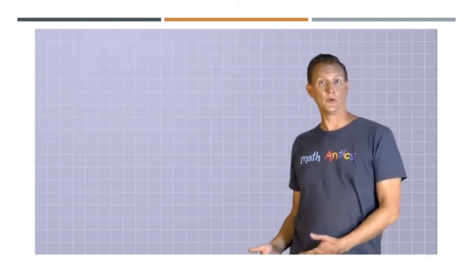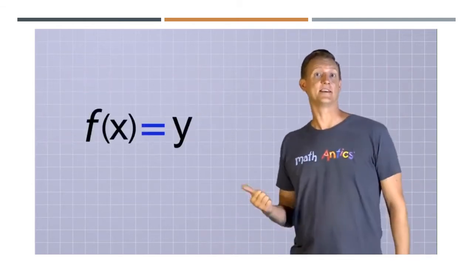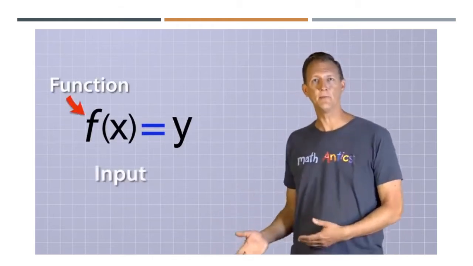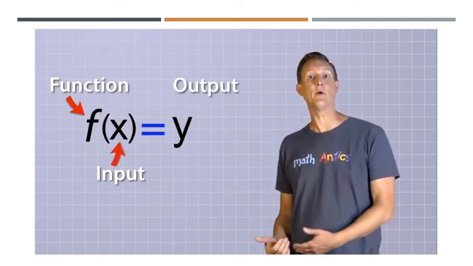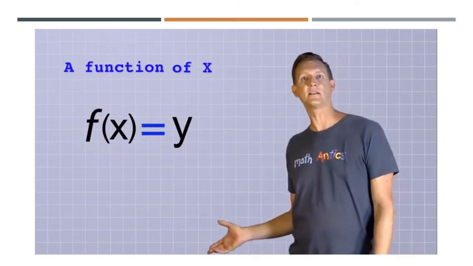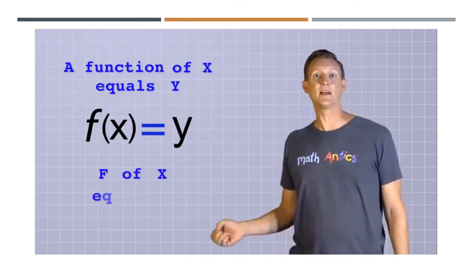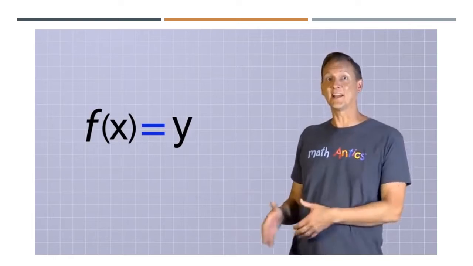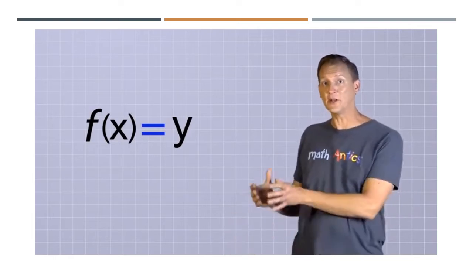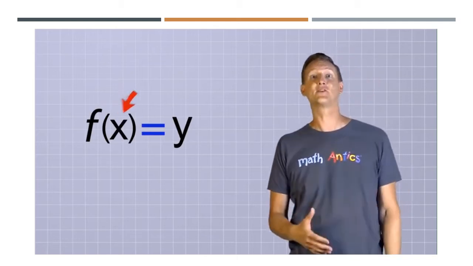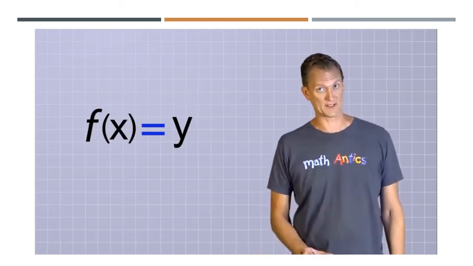Well, it turns out that a really common way to represent a function is this. This notation simply means that a function, named f, takes an input value, named x, and gives an output value, named y. And you say it like this: a function of x equals y, or f of x equals y for short. The problem with this notation is that you could easily misinterpret it as a variable f being multiplied implicitly by a variable x to give an answer of y, but that's not what this means.